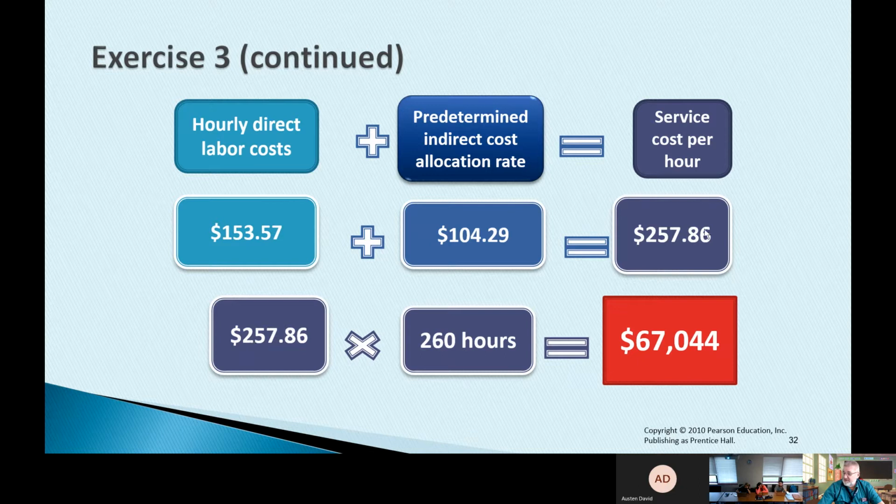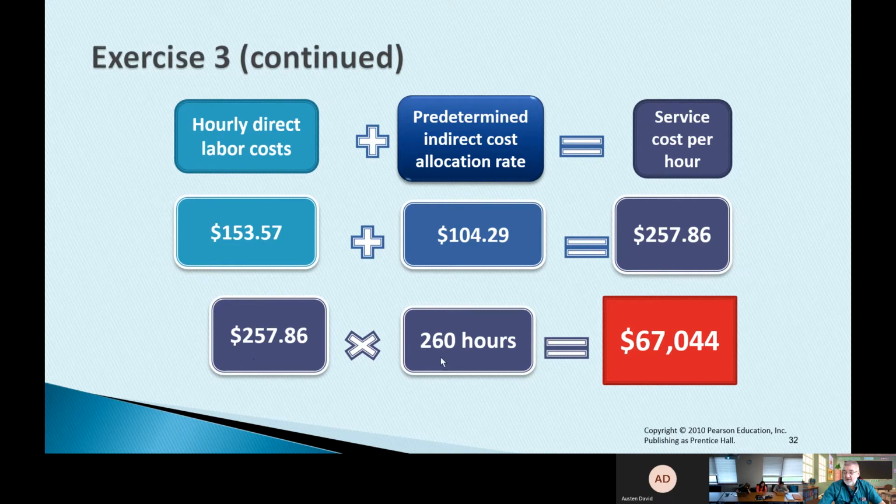So if we've got the $257.86, this is what this company charges per hour for whatever company they're working with. This is a billable hour because it's got their total labor and their indirect costs tied together. So it's $257.86, that's our per hour cost that we're charging.